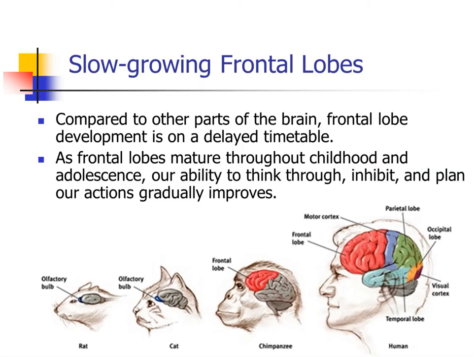So let's take a look at the slide here that shows our brain development differentiated from different species. If we look at compared to other parts of the brain, the frontal lobe development is on a delayed timetable. And remember, we talked about the frontal lobe being part of the decision making or the planning and how we act and react to things. And we also talked about last week about how the brain is kind of like a tree growing, that it just kind of goes from the trunk out to the branches, and then some leaves come, and then more and more and more until we have this really beautiful, full-looking tree.